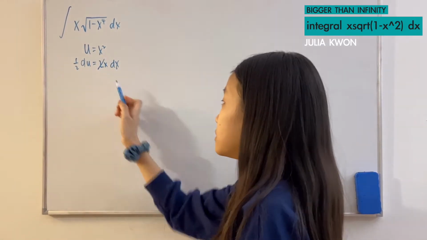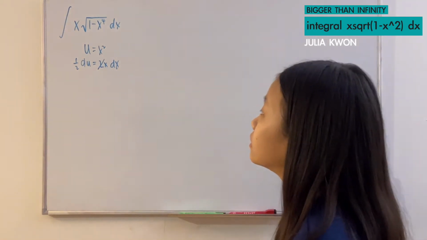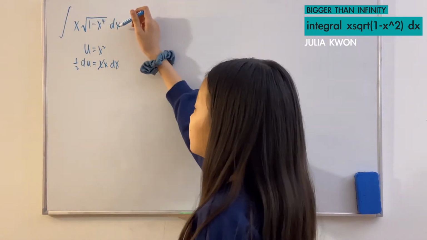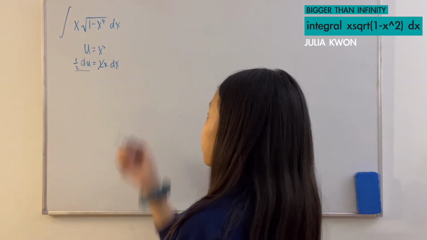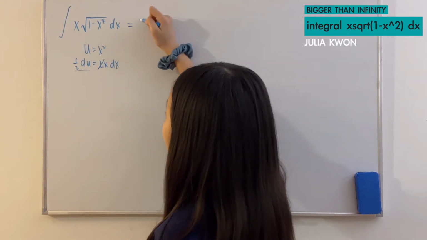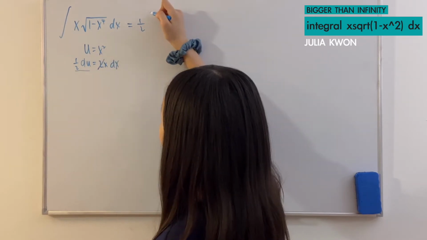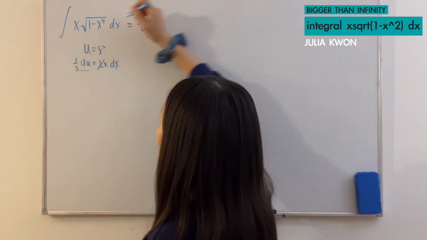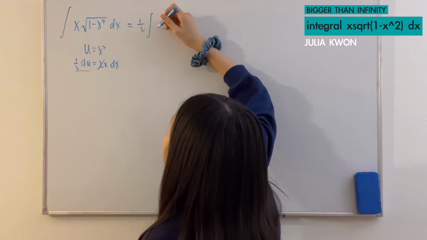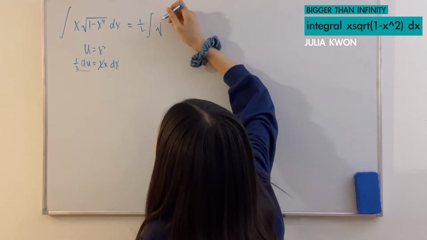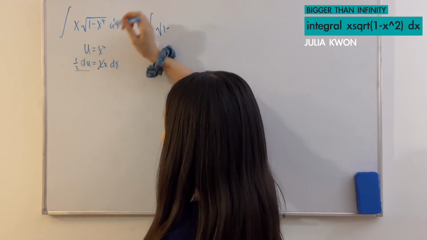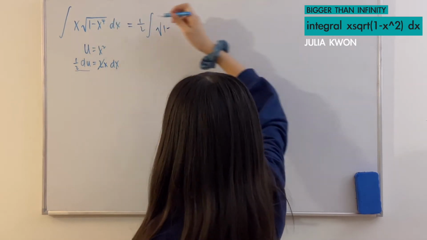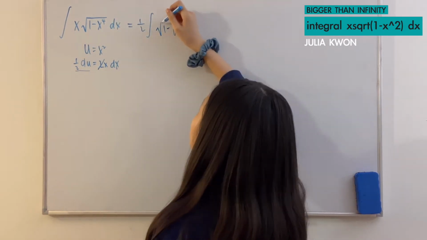1/2 times du is equal to x times dx. We don't have to worry about the x and dx anymore because we can just replace it with 1/2 times du. And 1/2 can go in the front since it's a constant. And we'll just have 1/2 times the integral of the square root of 1 minus the x squared, which is equal to u, so we'll just have u squared.